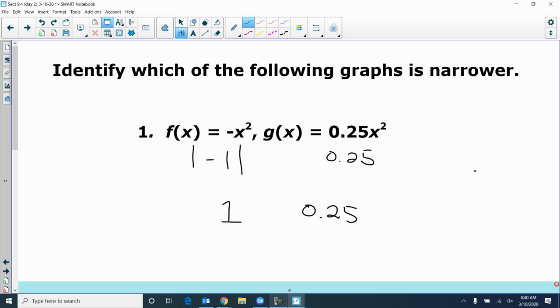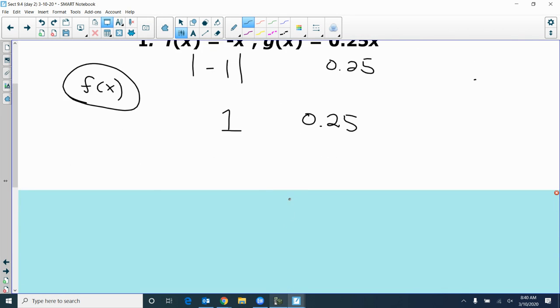All you need to do is look at the number. The negative only tells you whether it opens up or opens down. It does not have to do with the width. So which one is narrower? F of x would be narrower.